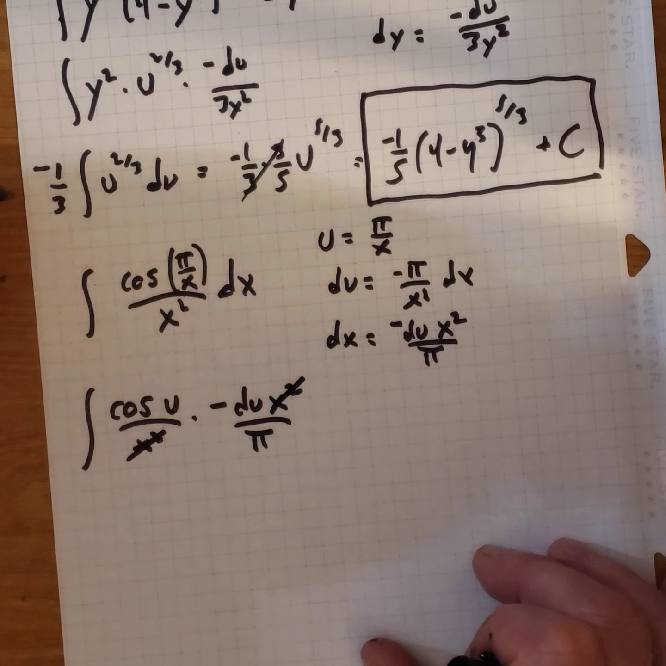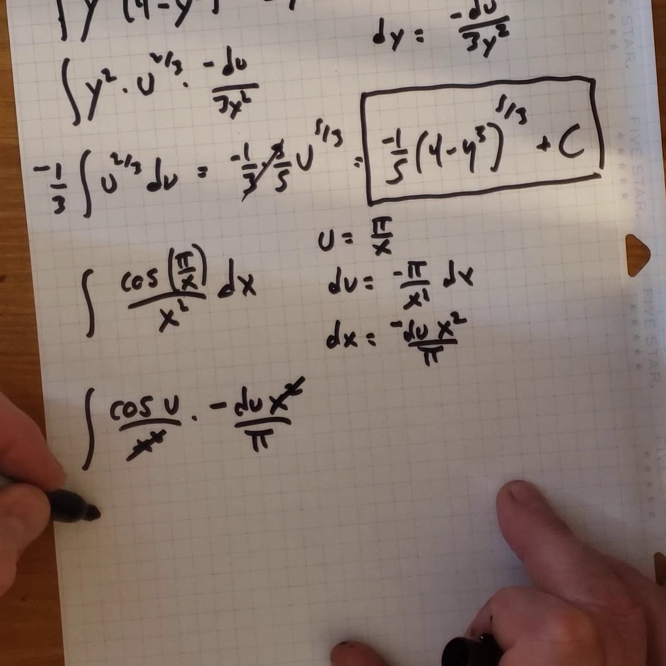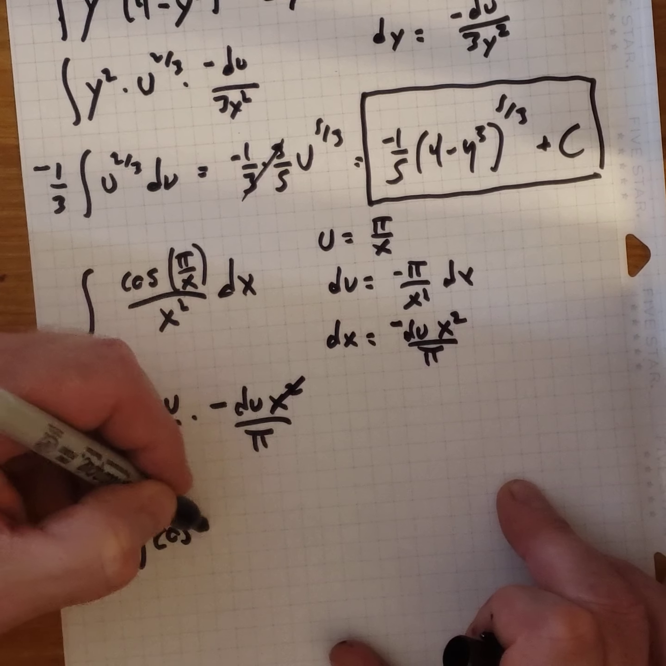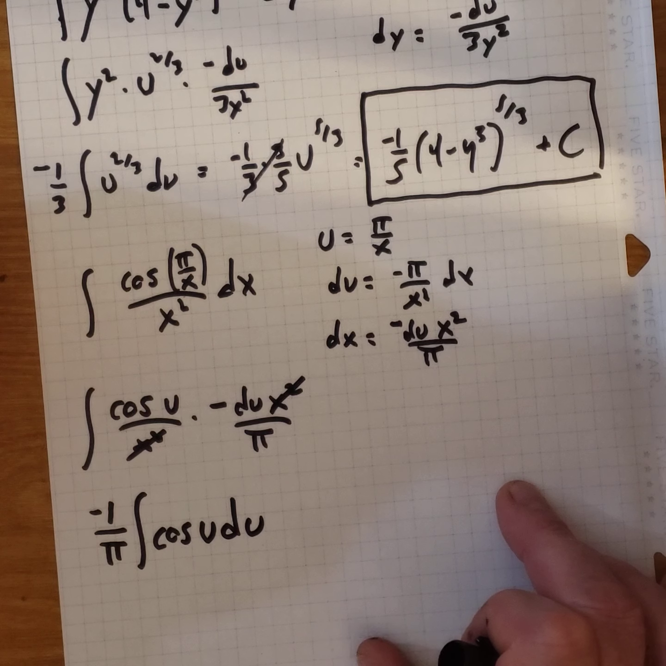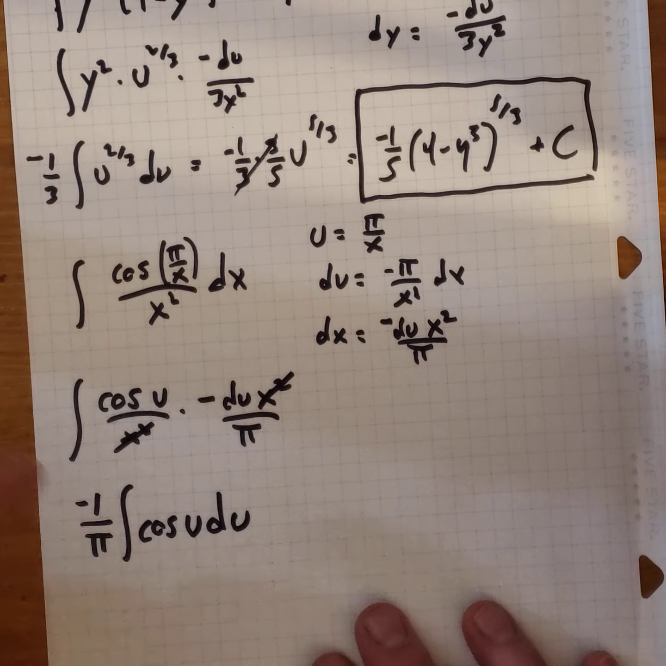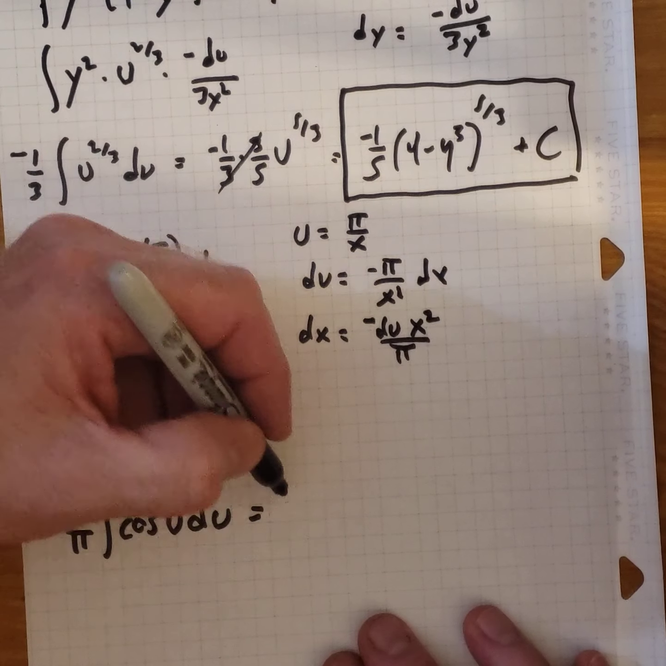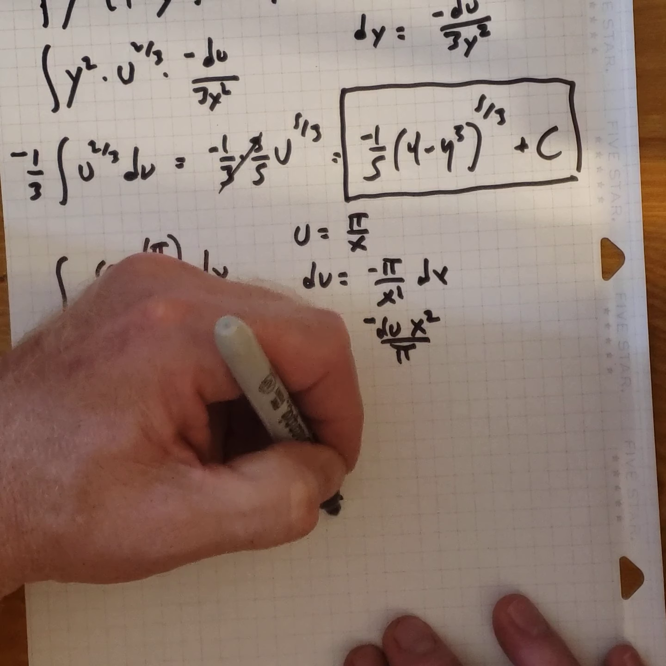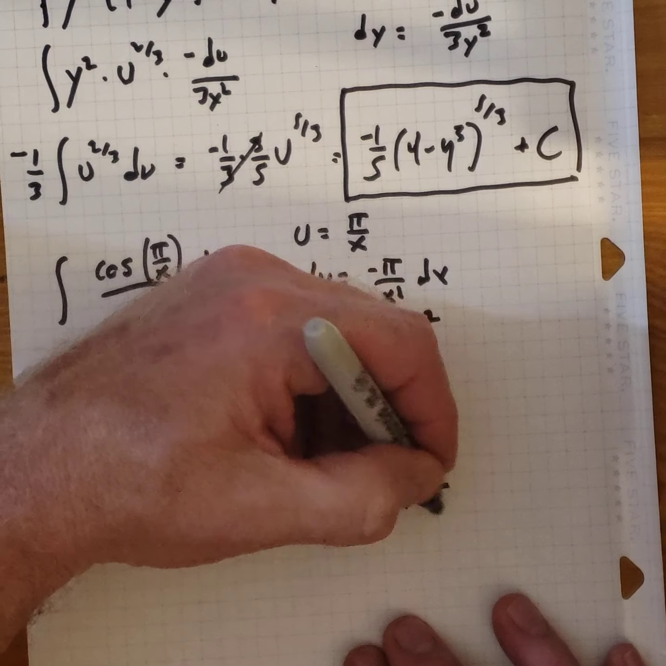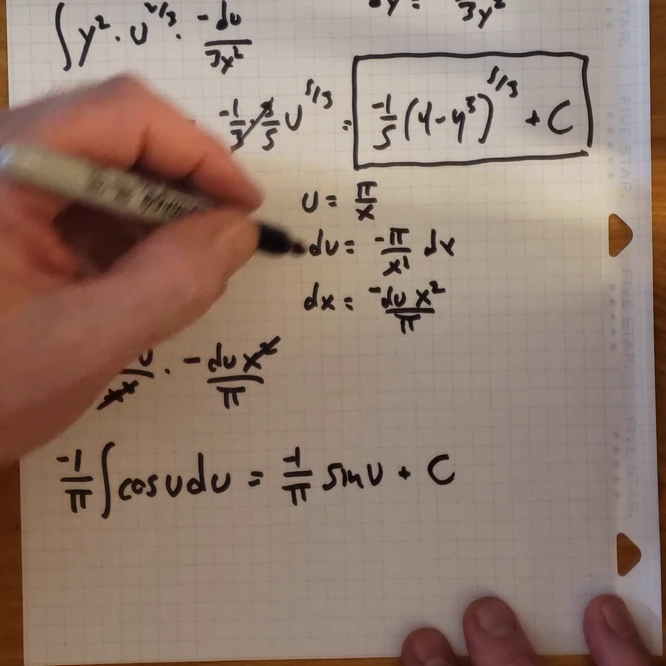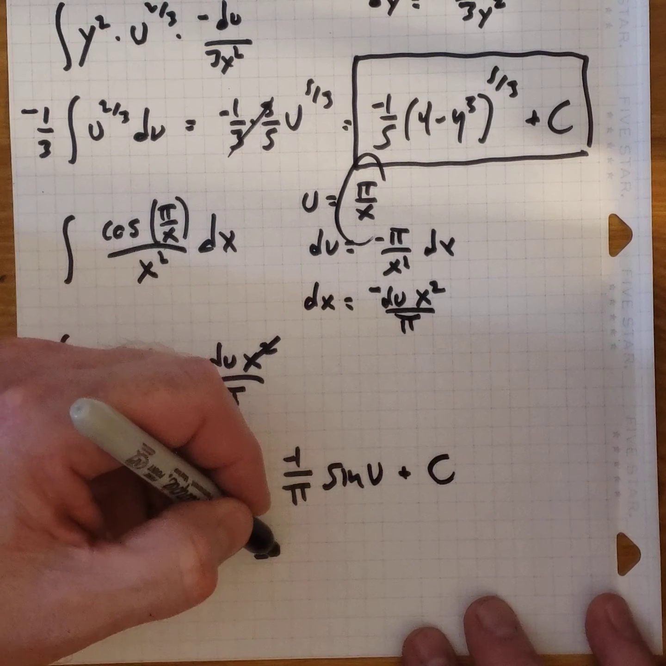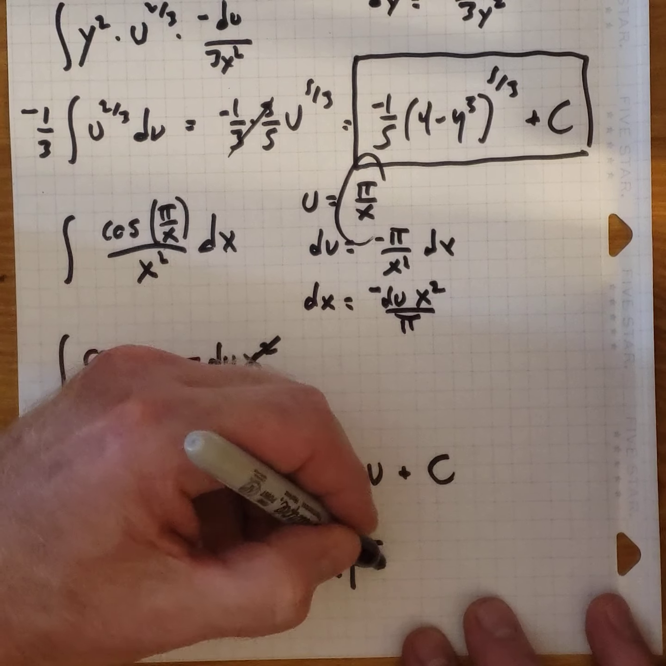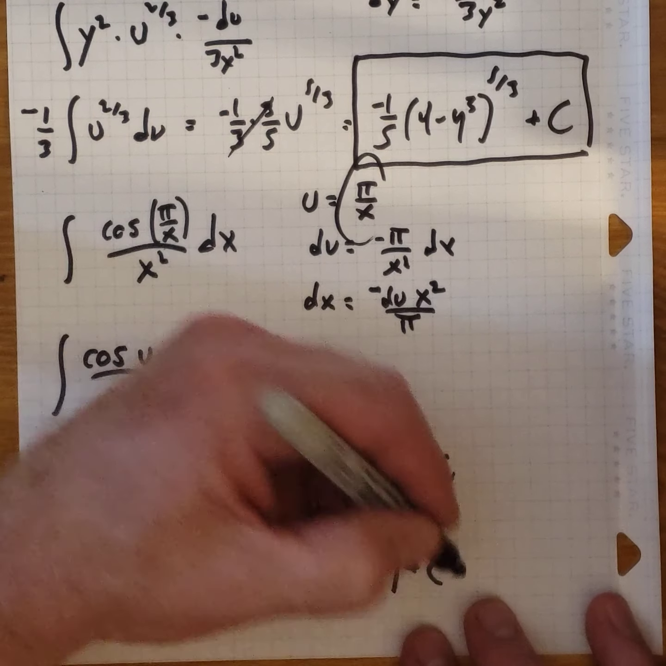Our x squareds will cancel. We can pull our negative and our over pi out front. So negative 1 over pi integral cos u du. Once again, something very nice to deal with here. That's going to be negative 1 over pi. The antiderivative of cosine is sine. And then we can do our resubstitution. u was equal to pi over x. So we have negative 1 over pi times the sine of pi over x plus c.